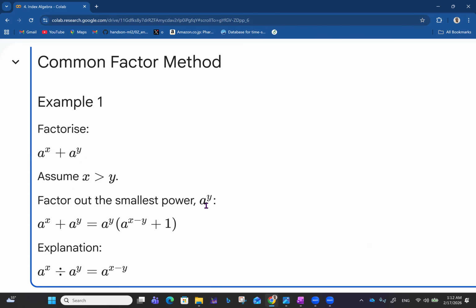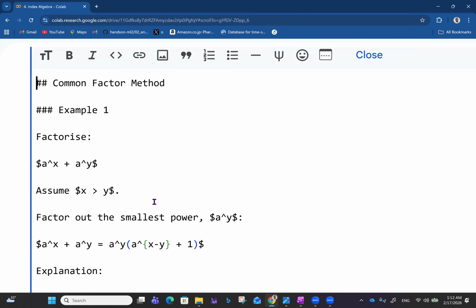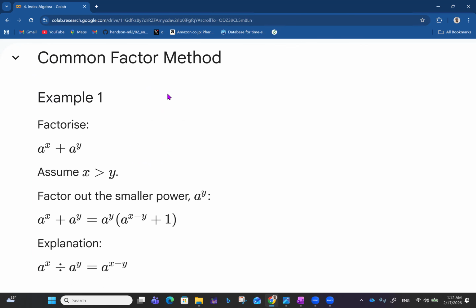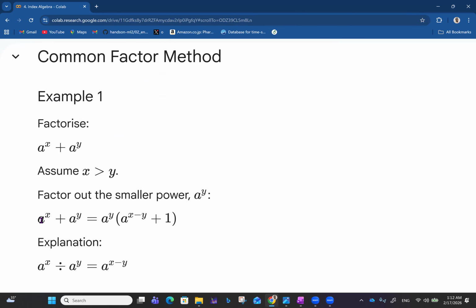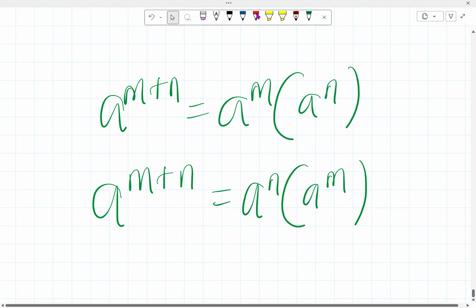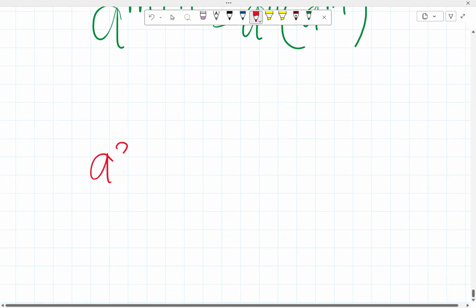So factor out the smallest power. I think this word is better as smaller power. Factorize out the smaller power, a raised power y. So you have a raised power x plus a raised power y. That will be equal to a raised power y into a raised power x minus y plus 1. The explanation is you have a raised power x divided by a raised power y equals a raised power x minus y.